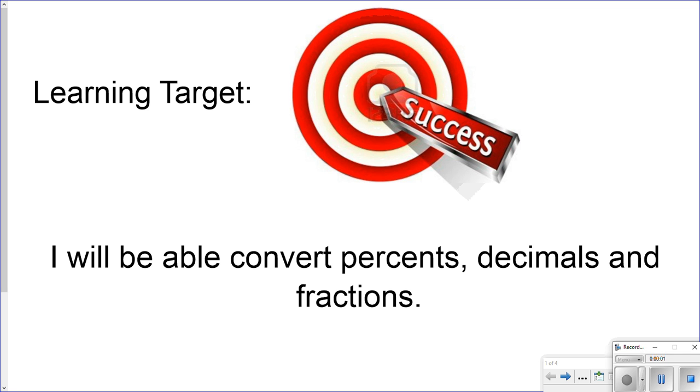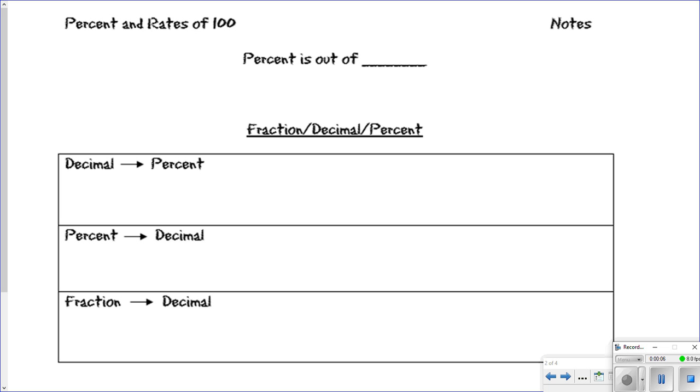My learning target today, I will be able to convert percents, decimals, and fractions. First thing we need to understand is that percent is out of 100. To change a decimal to a percent, we will multiply by 100. To change a percent to a decimal, we will divide by 100.